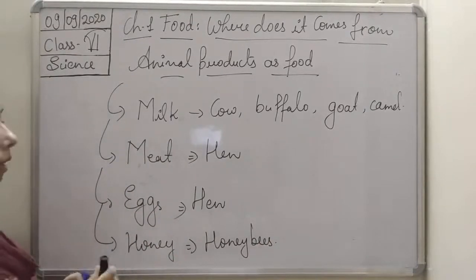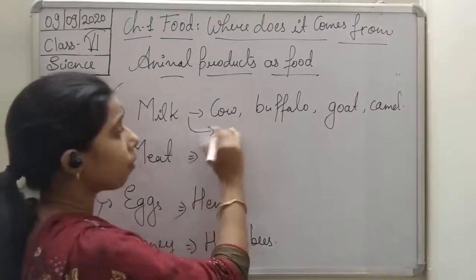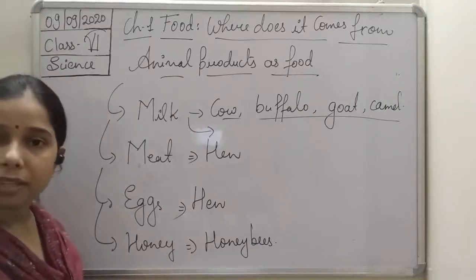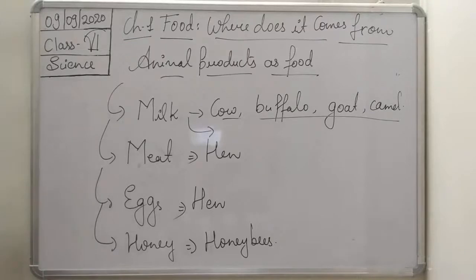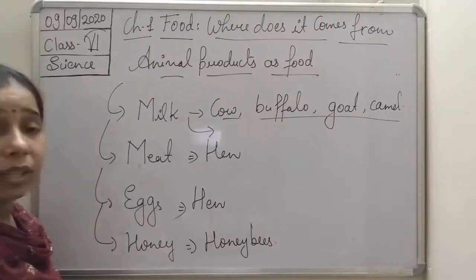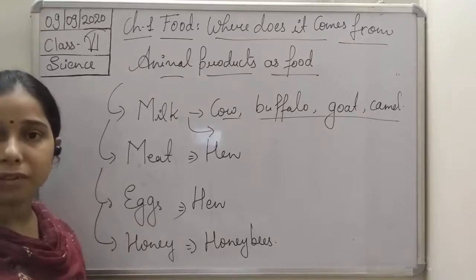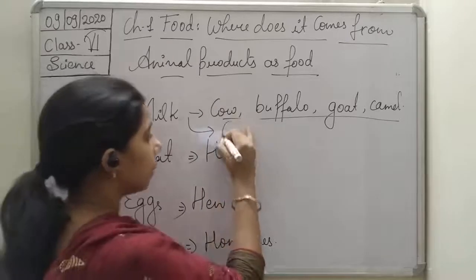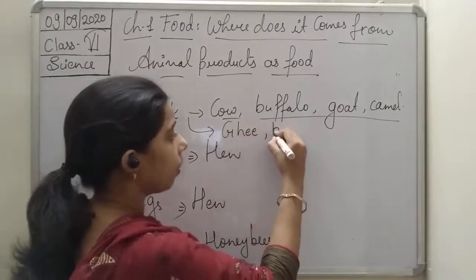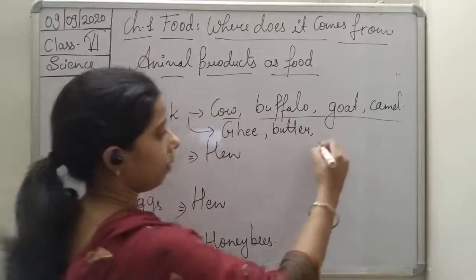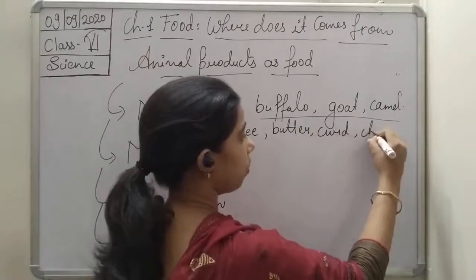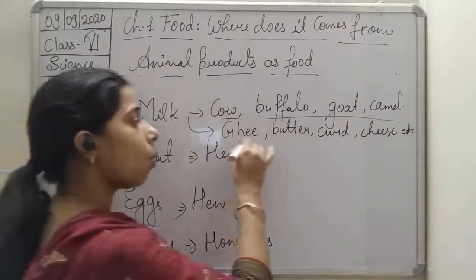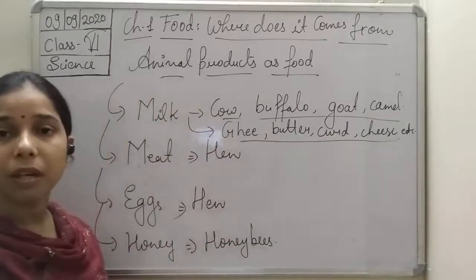Now if we talk about milk, students, the milk that we get from these animals is converted into different types of products. We use a lot of milk products; milk is used in different forms. What are the different products into which milk gets converted? That is ghee or butter or curd or cheese. These are all the different kinds of products into which we convert milk.